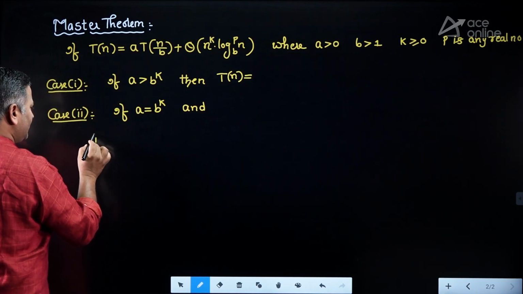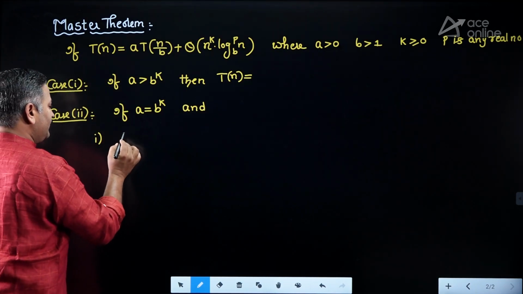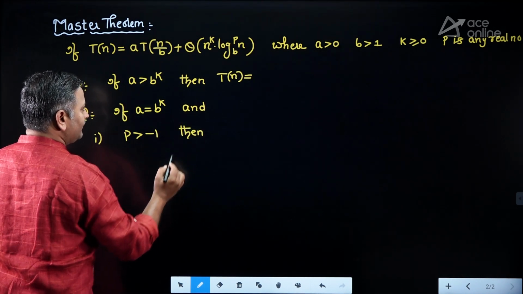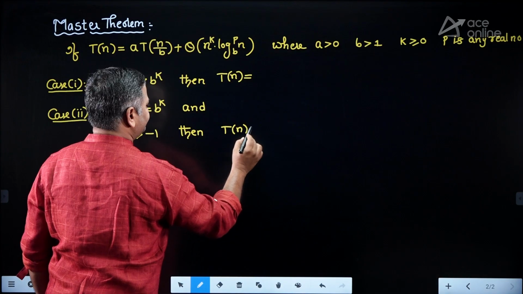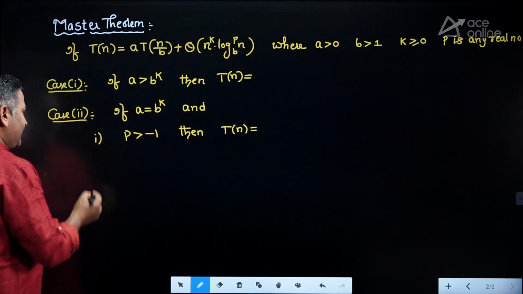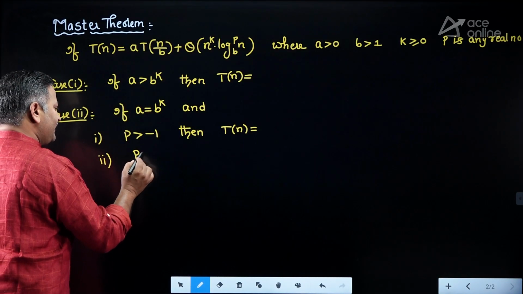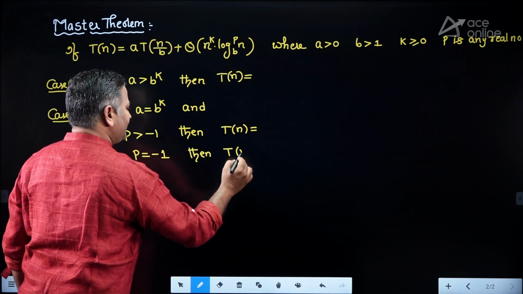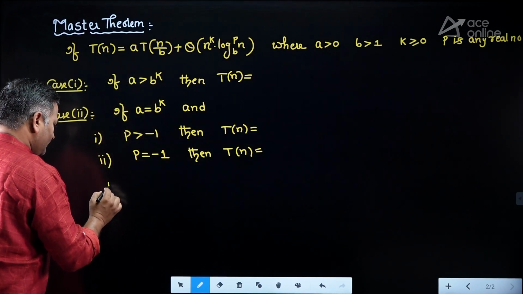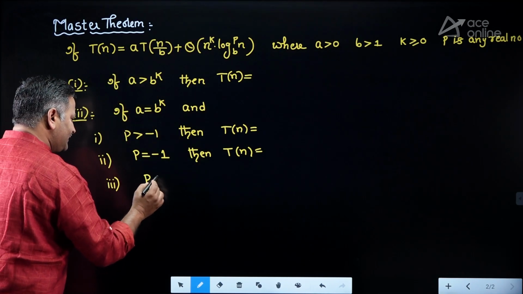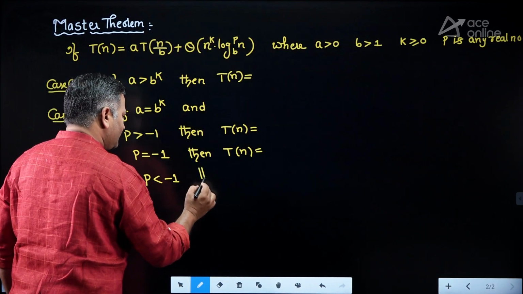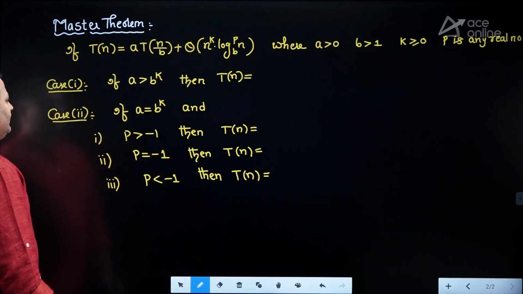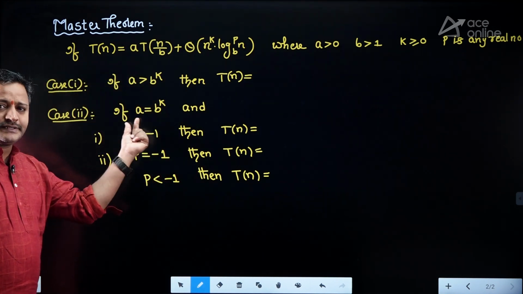and again there are three sub cases. First one, p value greater than -1, then T(n) equals, that is the first point. The second point is, if p value is equal to -1, then T(n) equals. Whereas the third case, p value is less than -1, then T(n) equals. Right, friends. So first case a greater than b to the power of k, second case a equal to b to the power of k.